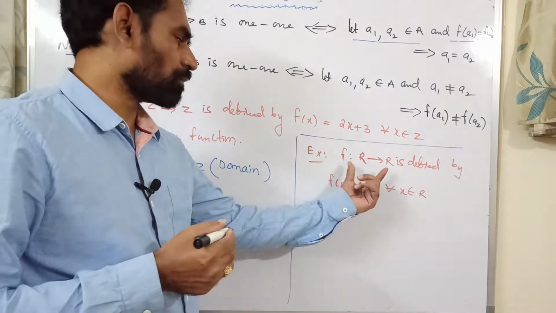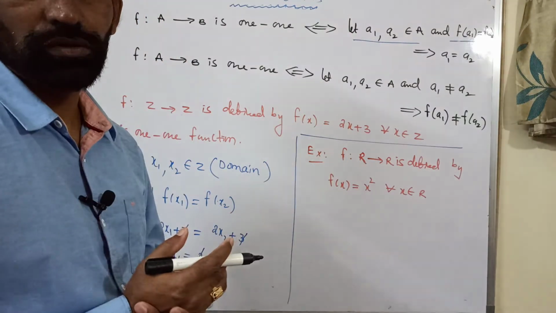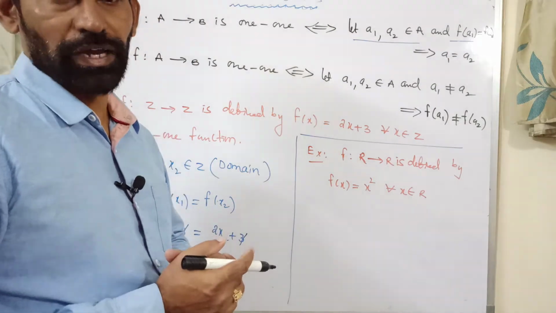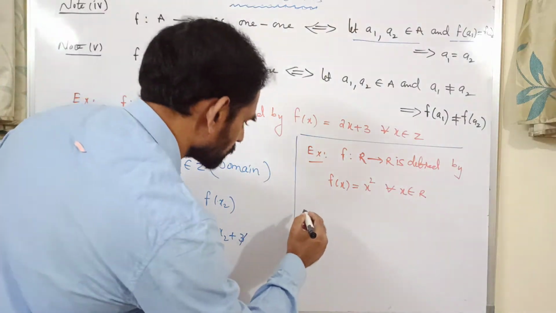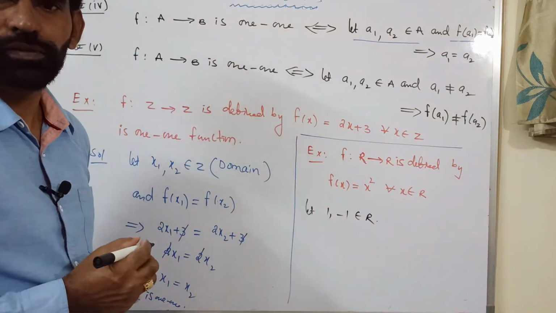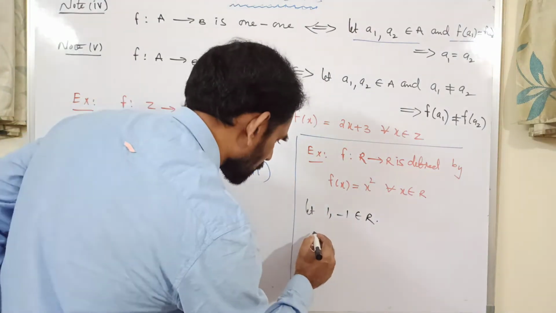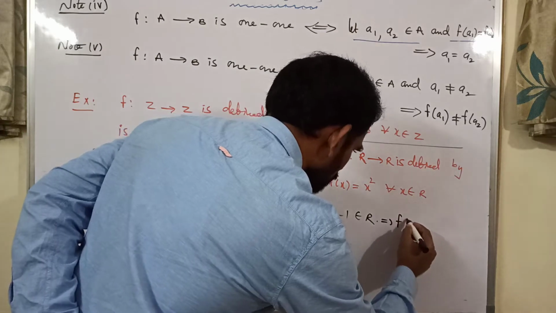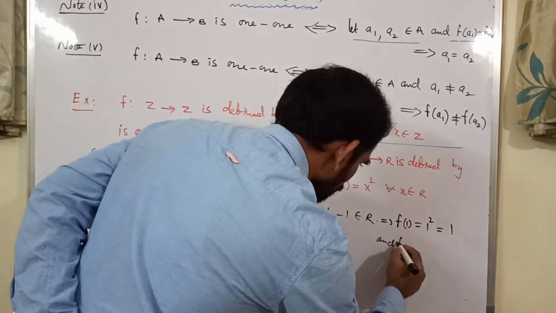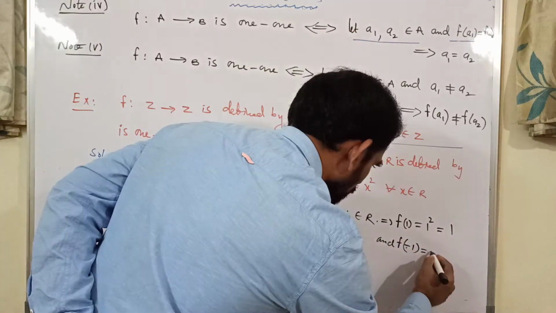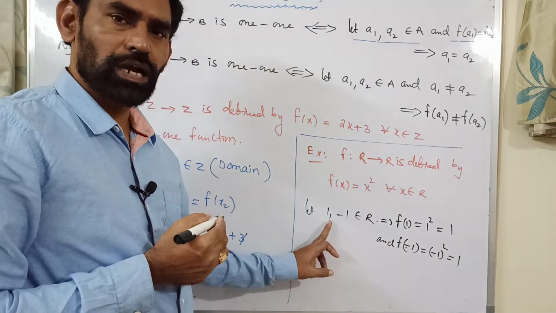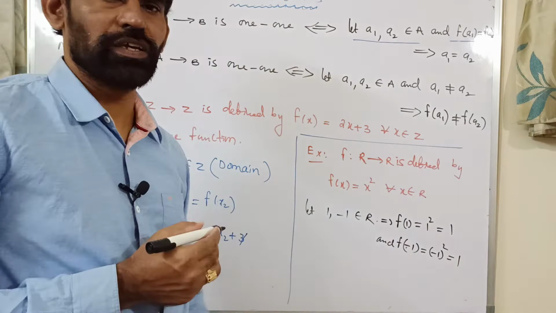Clearly, using an example, you can show whether this is one-one or not. I am taking some real numbers, for example 1 comma minus 1. Let 1 comma minus 1 belong to R. f of 1 equals 1 square, that is 1. And f of minus 1 equals minus 1 whole square, which is 1. Elements are different, 1 and minus 1, but both have the same image.